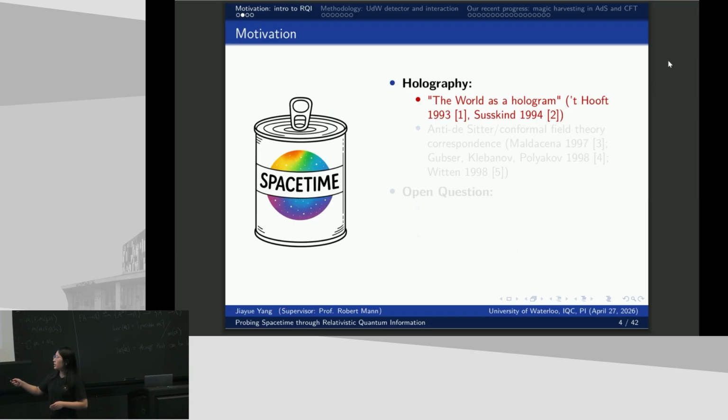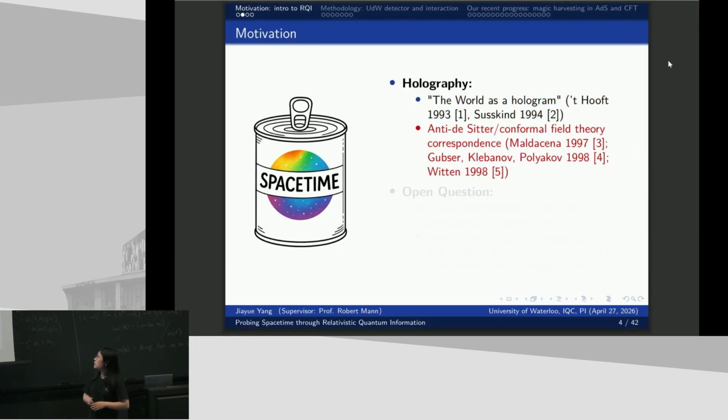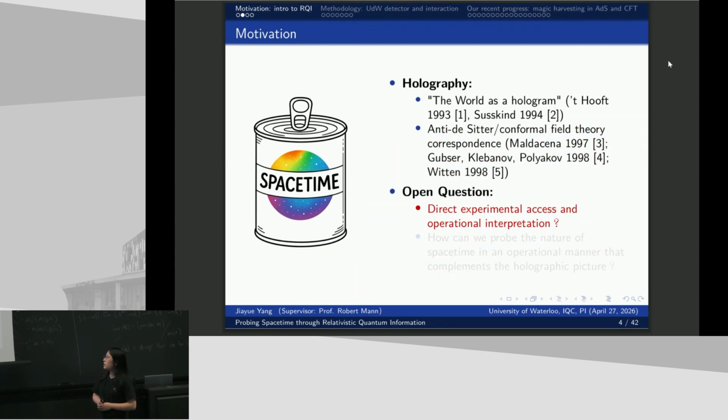You can just read the labels on the boundary of the can to get all the ingredients or all the information of what's inside the bulk. So this is the main idea of the holographic principle. And one of the most remarkable examples is the anti-de-Sitter/conformal field theory correspondence proposed by Maldacena in 1997. And this is a very brief introduction to holography. And there are some challenges or open questions. So you may ask, is there direct experimental access or operational interpretation of the holographic principle?